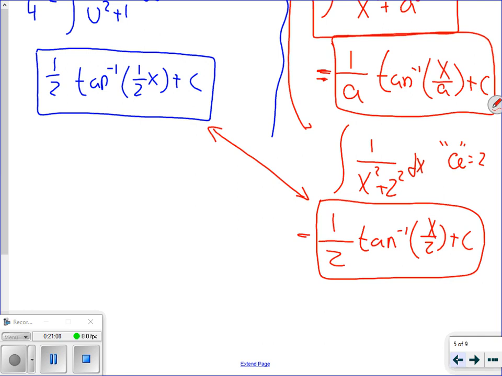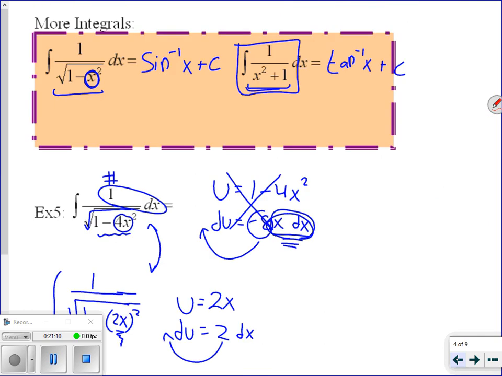So I'm going to go back here real quick. And I want you to make that note right here, that the integral of 1 over x squared plus a squared is equal to 1 over a tan inverse x over a plus c. So add that to your list.